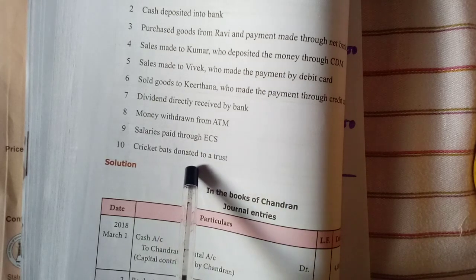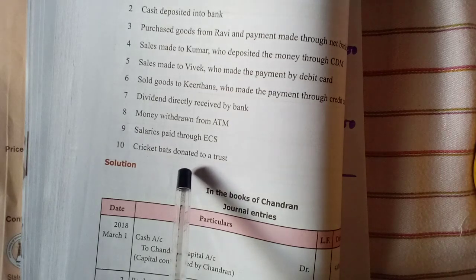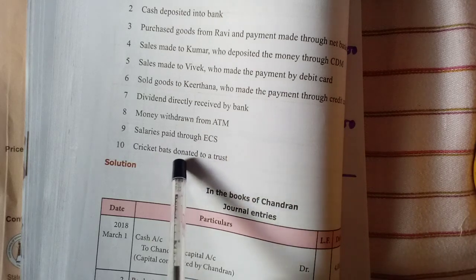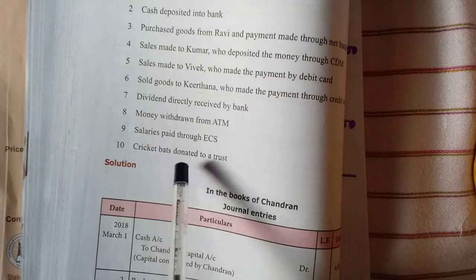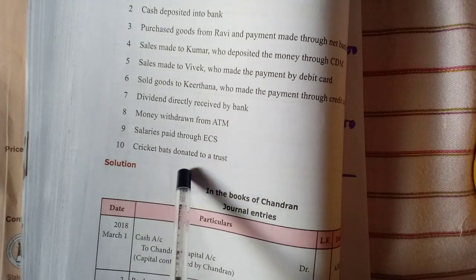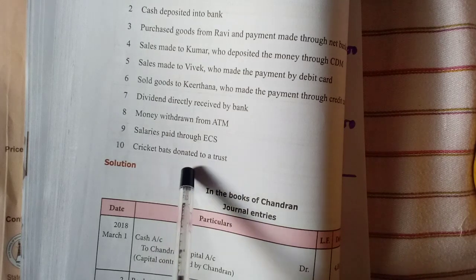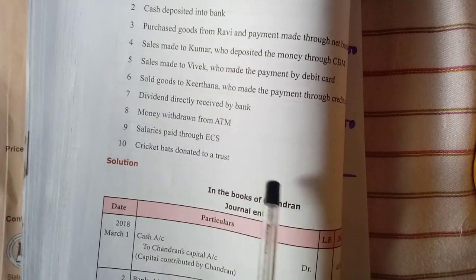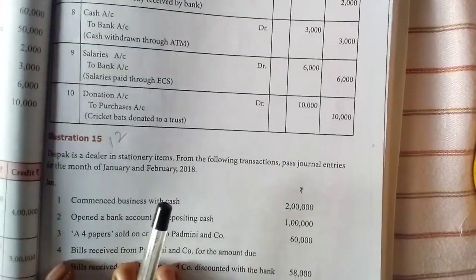In the previous illustrations we have seen, isn't it, that towels and all he has used for the office use, the tablecloth. So we credited the purchase. In the same way we need to credit this, not the cricket bats, the purchase must be credited. Then that is giving us a donation, so it is considered as an expense. So donation account debtor to purchases account. You have understood? We will see the next illustration, the 12th one.